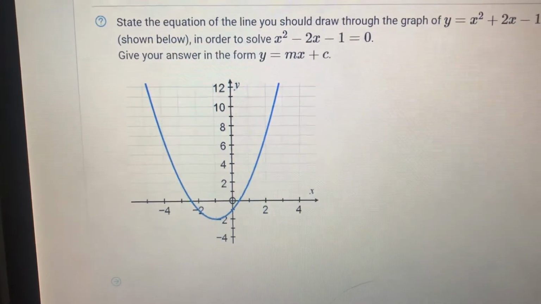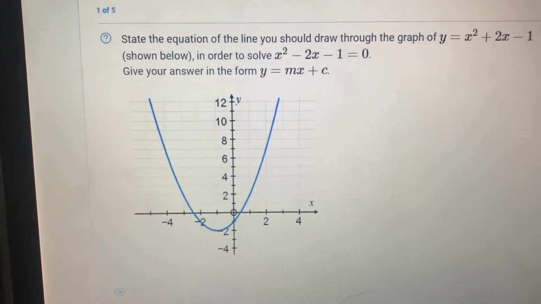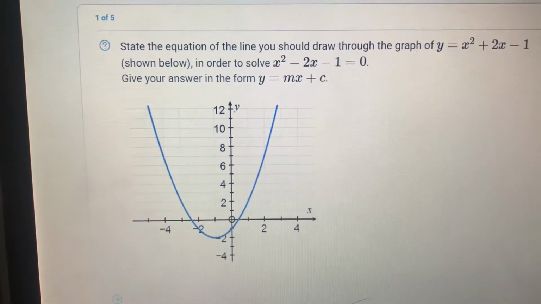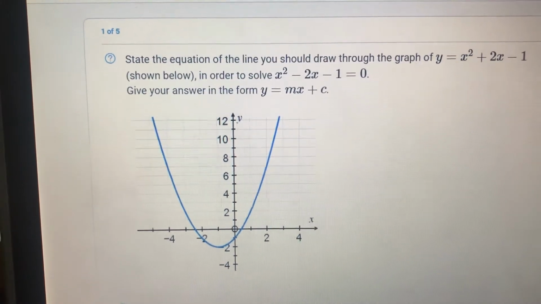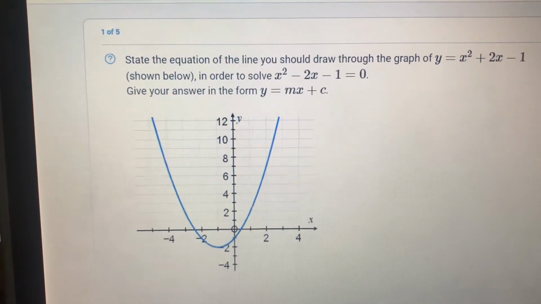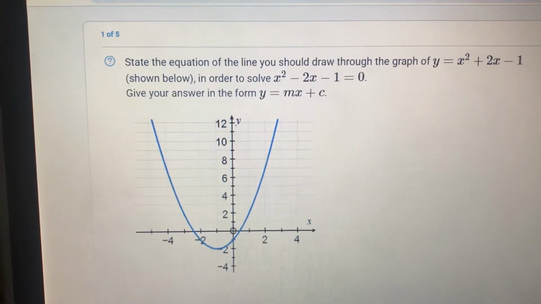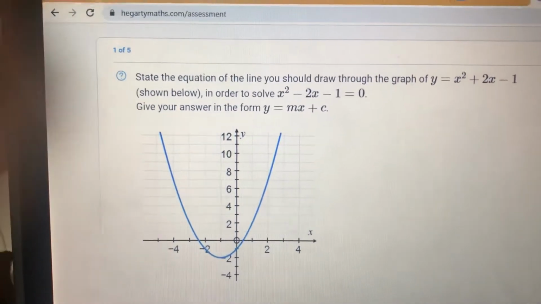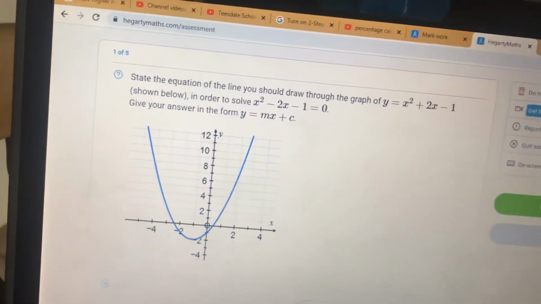So the question says, state the equation of the line you should draw through the graph y equals x squared plus 2x minus 1 shown below. So that's the graph that they've given us, x squared plus 2x minus 1, in order to solve x squared minus 2x minus 1 is equal to 0. So if you look, the graph that they've given us and the graph that they want us to solve is exactly the same. And I'm going to go through and show you what to do if it's not exactly the same and the different forms.